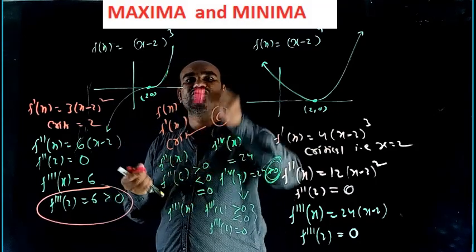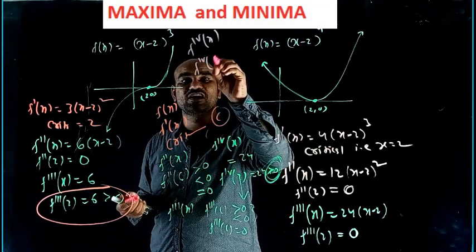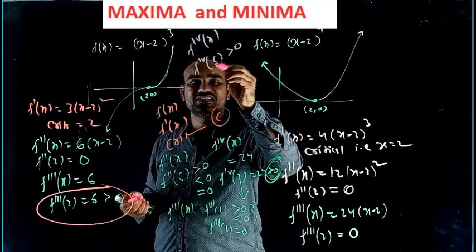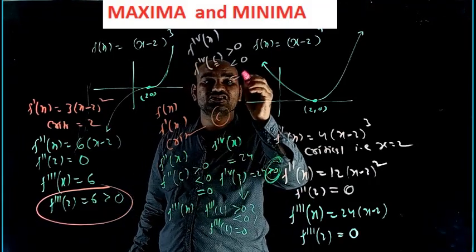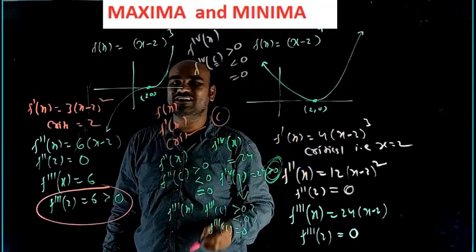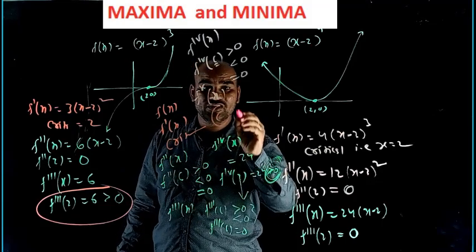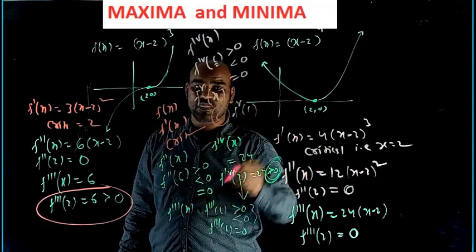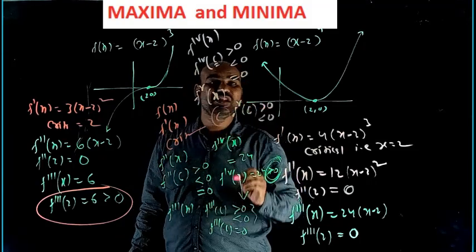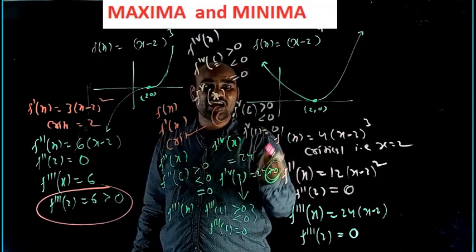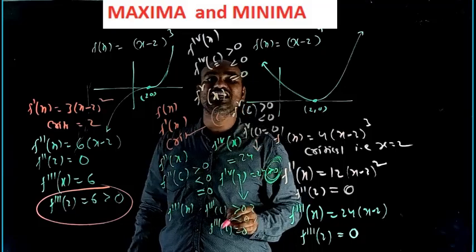Means the fourth derivative. f fourth derivative of x should be found. If f fourth derivative of c is greater than 0, c is taken as point of minima. Less than 0, c is taken as point of maxima. Equal to 0, further investigation is needed. Next, what should be found? The fifth derivative should be found. Understood? If f fifth derivative of c is greater than 0 or less than 0, then c is not treated as any minima or maxima. If the derivative of the function at c is equal to 0, then further investigation is needed.